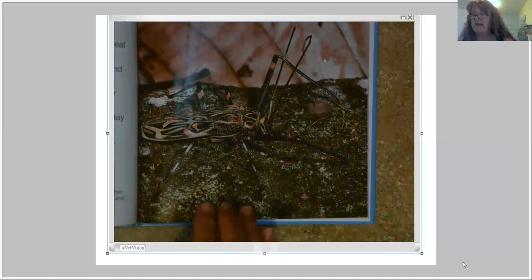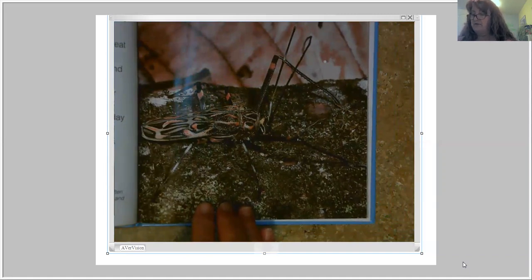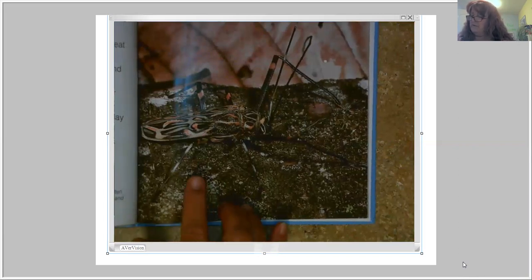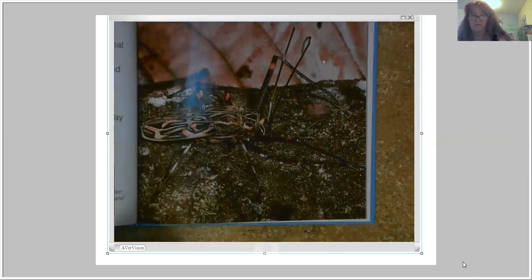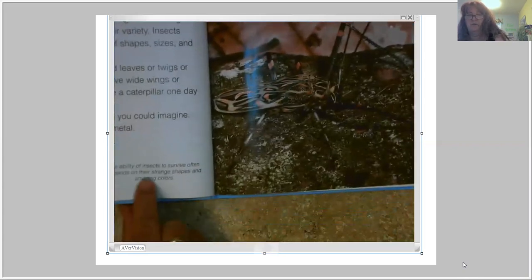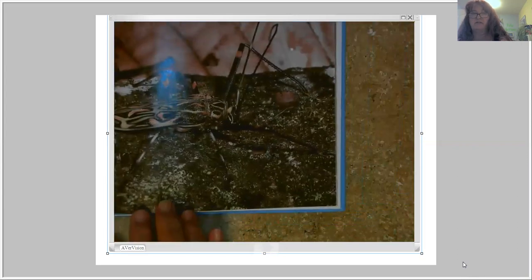An insect may be a caterpillar one day and a cocoon the next. We're going to talk more about that next week. Insects come in every color you could imagine. Some beetles shine like new metal. The caption that goes with this picture, it's right down here, says the ability of insects to survive often depends on their strange shapes and amazing colors.